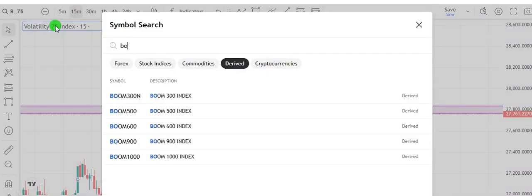So let's go to Boom. And of course, we're using Boom 500.